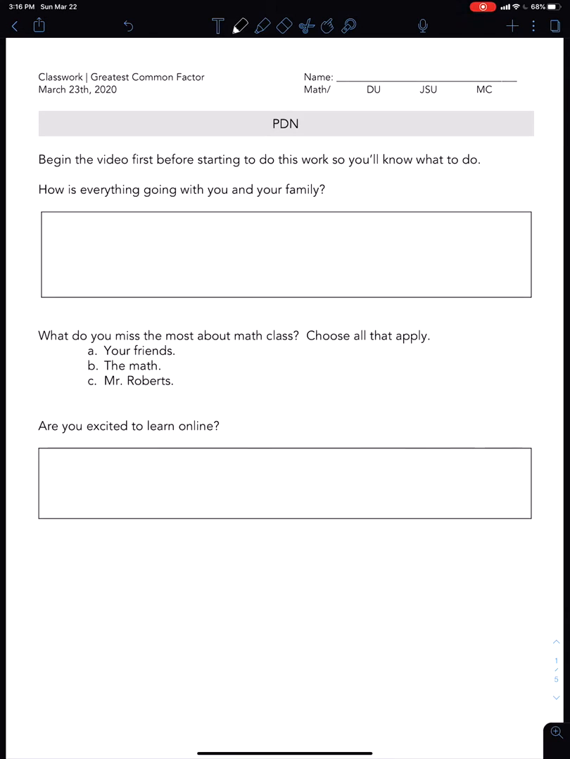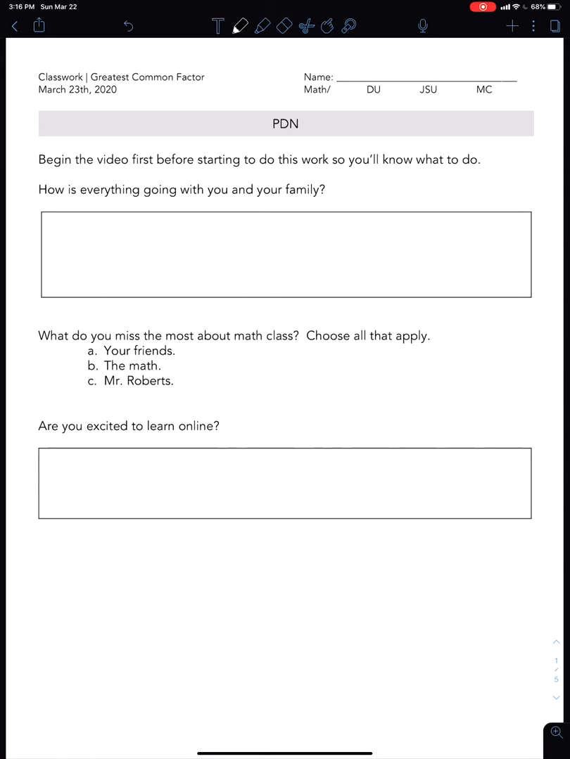At the end, there's going to be an exit ticket, which is a separate assignment inside of the Google Classroom. When you're done with the exit ticket, you submit it, and that comes to me to see how you did on that day's concept. All right, with all that said, let's get started with today's lesson. You can pause the video now to work on the PDN, and when you're done with the PDN, you will unpause the video.